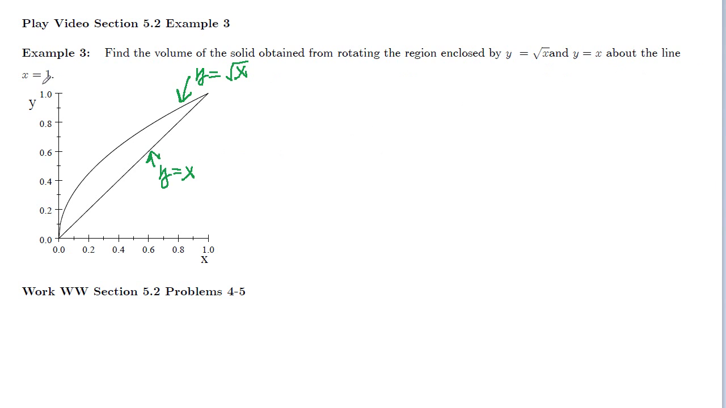So instead of the x-axis or y-axis, we're going to rotate around another line. Go ahead and sketch that line. So that's the line x equal 1 right here.